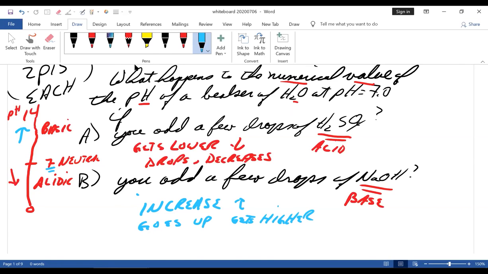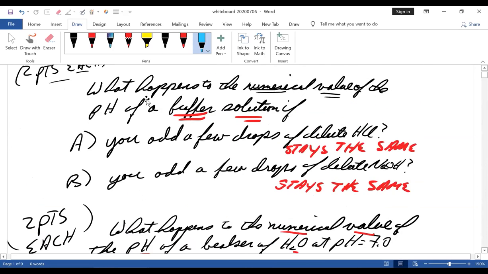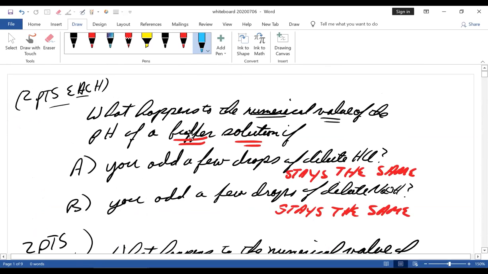So remember, in a solution of water, when you add acid to it, the pH drops. When you add base, the pH increases. Now, in a buffer solution, if you add enough acid or base, it will change, but with a buffer, you assume you're only adding a small amount, and the pH stays the same.